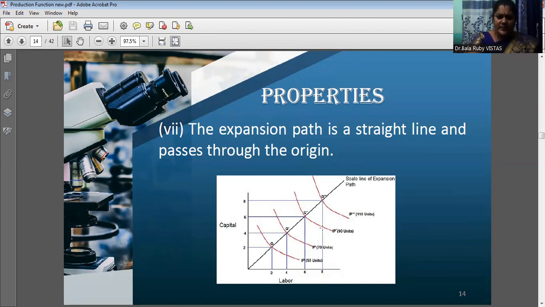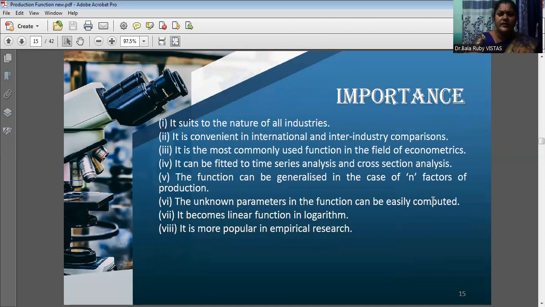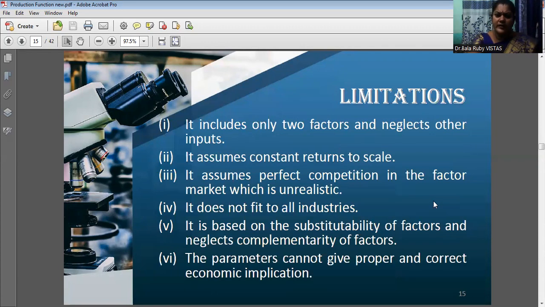If you see this expansion path, you can see some different isoquant curves: IQ1, IQ2, IQ3 and IQ4, like that we have. If we join all these equilibrium points, we have a straight line. This line is known as the expansion path. Always this expansion path is a straight line, and at the same time, it begins from the origin. And if you see the importance of this Cobb-Douglas production function, it is suitable to all the industries. There are some limitations also, because it neglects mainly two factors.